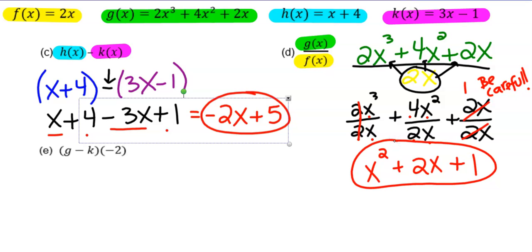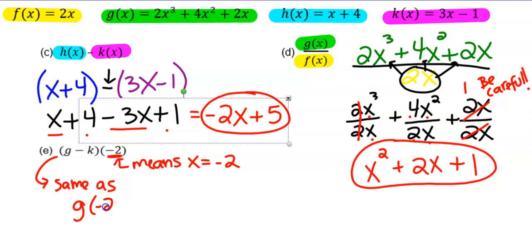All right, the last 4 problems dealt with the g of x and f of x, meaning to use the equation. On problem E, we have a number. We have a negative 2 here. So this means x is negative 2. G minus k of negative 2 is the same thing as saying g of negative 2 take away k of negative 2.